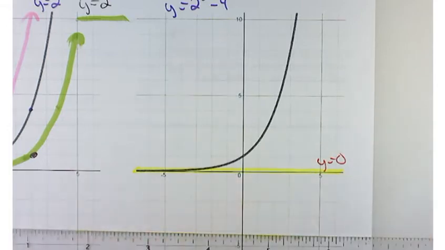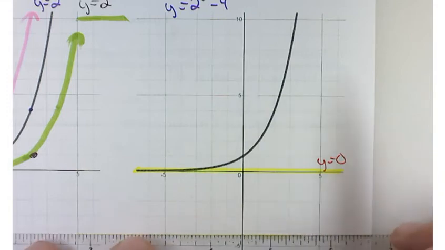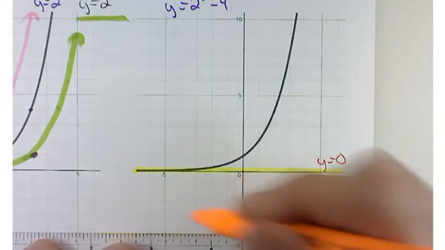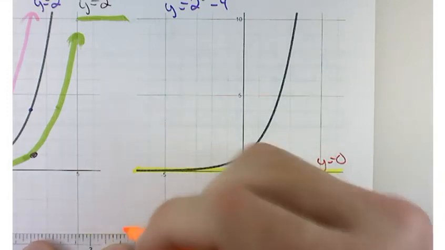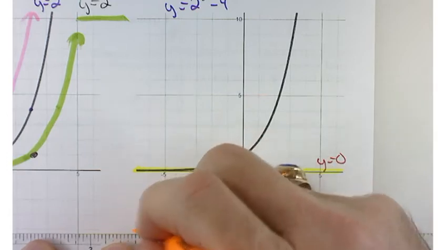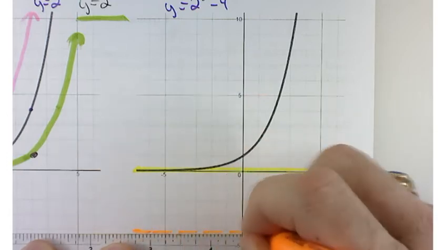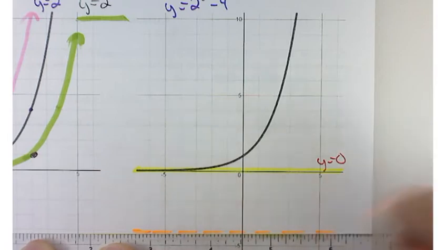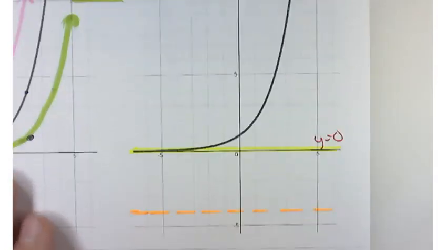In fact, if you want to borrow a ruler, I've got some rulers, or pull one out. Let's draw our new horizontal asymptote. Now I'm going to draw it with a dashed line because it's not really part of the graph. It's just a feature. The graph gets close to it, but it never actually touches it.